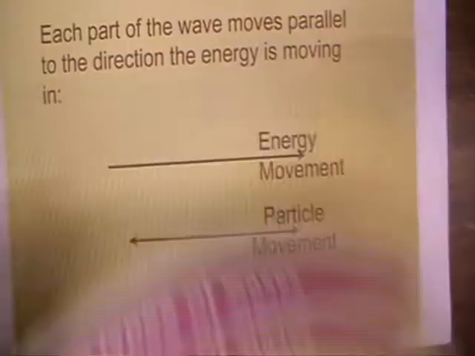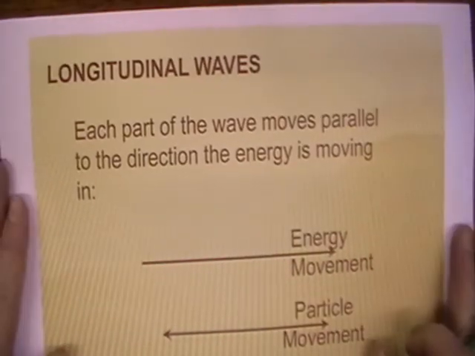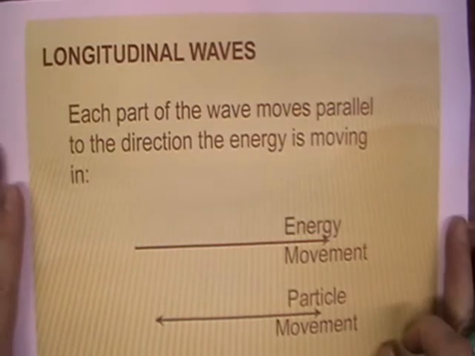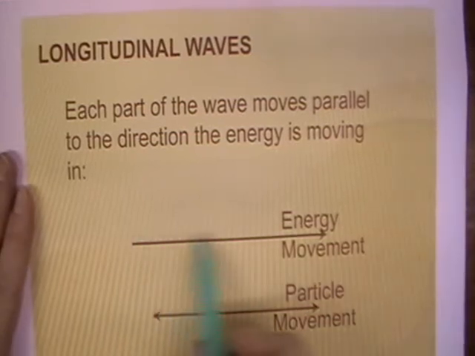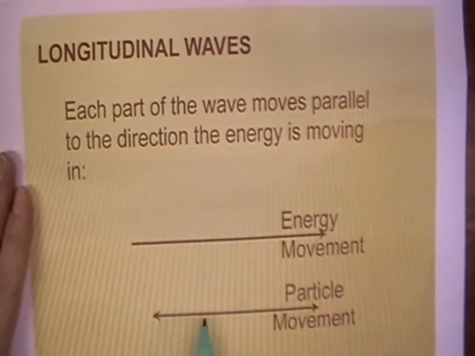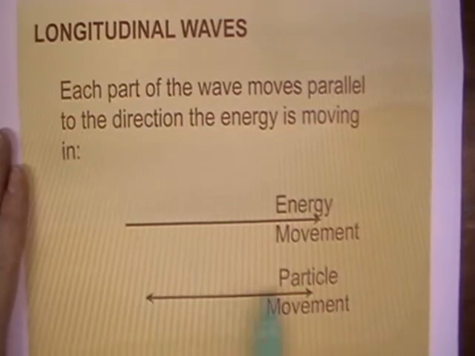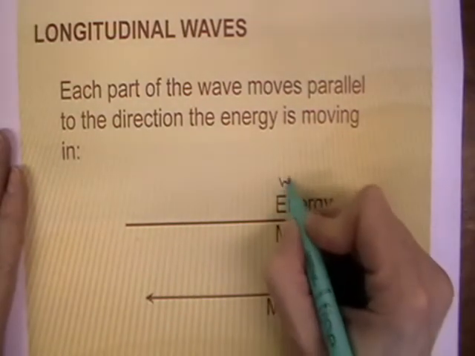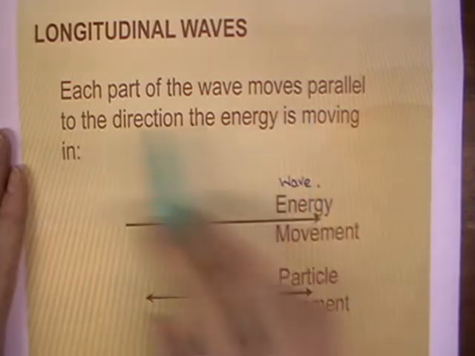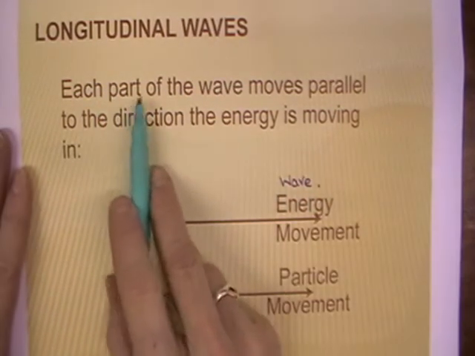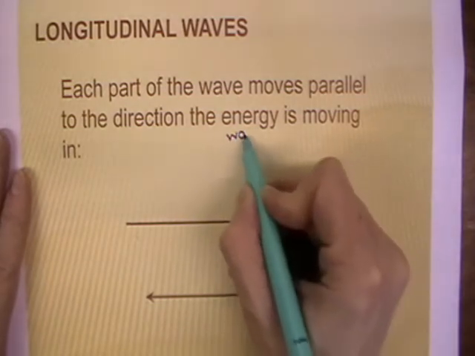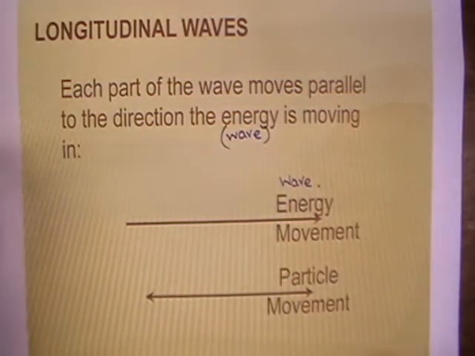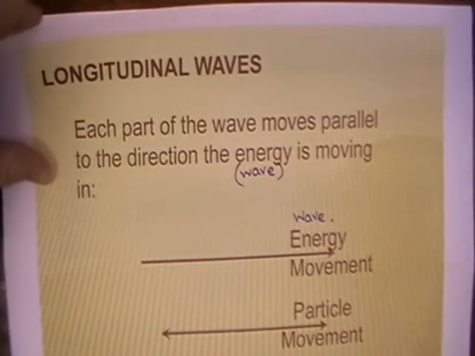The second kind of wave then is a longitudinal wave, and this time, instead of the particles moving at right angles or perpendicular to the direction energy is moving in, this time the particles move from side to side as the energy moves by, or the wave moves by. So we say every part or particle of the wave moves parallel to the direction the energy or the wave itself is moving in. And I'll just show you a picture of that on the next slide.